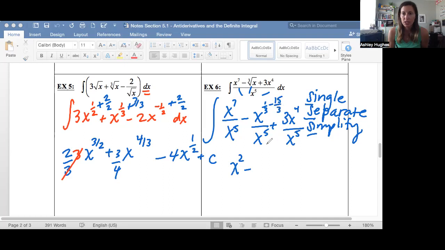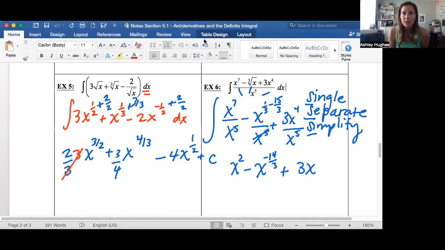5 is like 15/3. So that becomes negative 14/3 plus 3x. I'm going to write that as 3/x, 3x to the negative 1. 3x to the negative 1, that's tricky because that one you cannot add. That one is going to be natural log. So x to the 4th, that simplifies to over x.